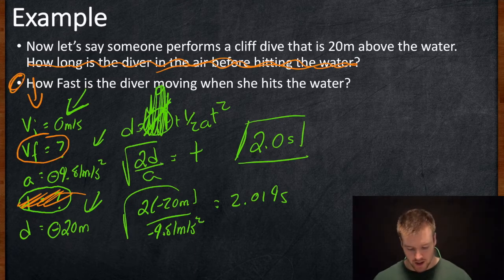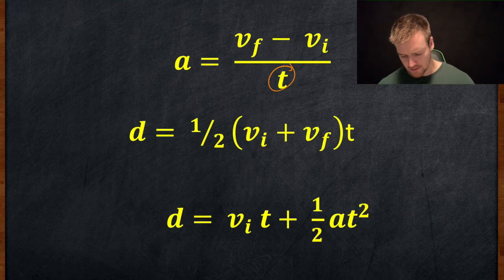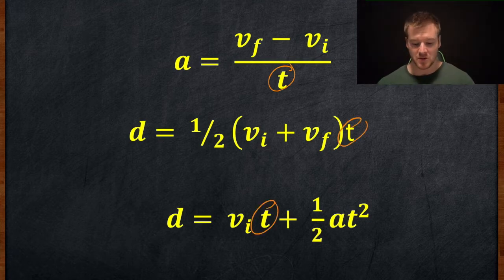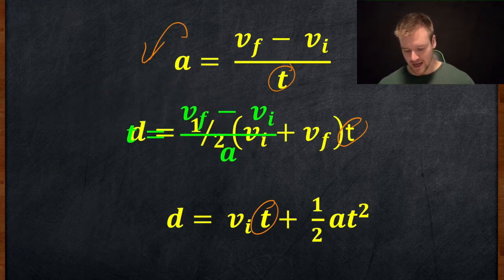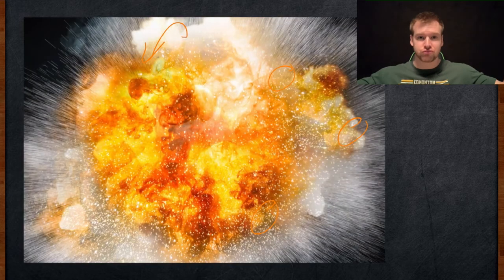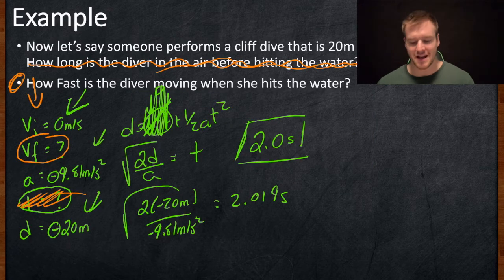Well, let's take a look at the equations. We're looking for one that does not have time. So we look here, the first one has time, the second one has time, and the third one has time. So you might see where this is going. We do a rearrangement of this formula, throw it into there, and then all of a sudden, we get our fourth kinematic equation, which is VF squared is equal to VI squared plus 2AD. So we're going to use that for this example.